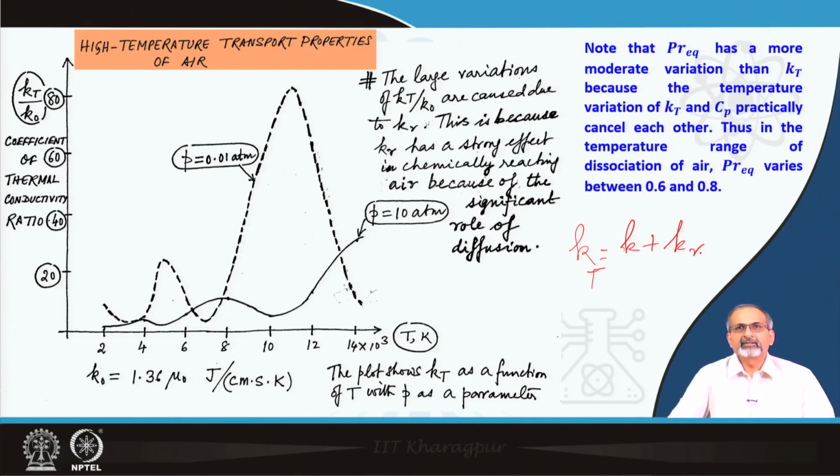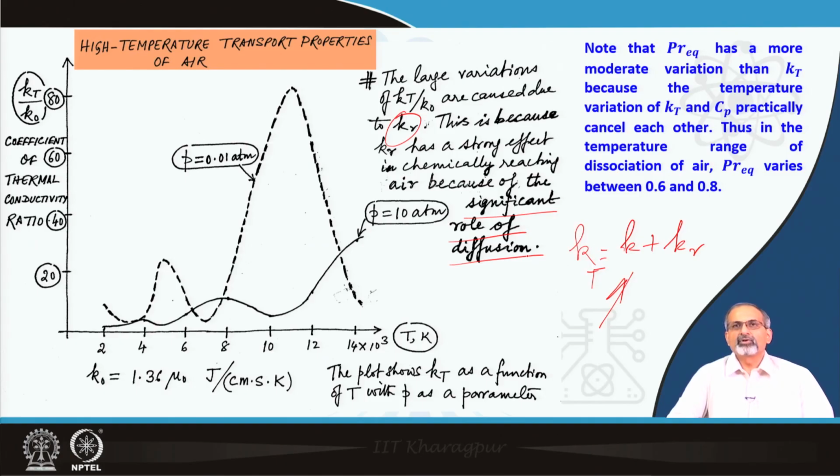The large variations are caused due to the effect of k r in this expression. This is because k r has a strong effect in chemically reacting air because of the significant role of diffusion when the air mixture starts reacting, and which is evidently going to be high as the temperature gets higher, and you can see significant changes start occurring from 8000 or 10,000 Kelvin onwards.